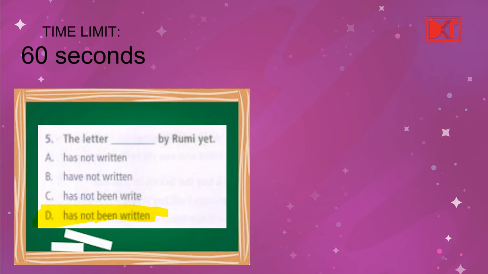You see, has not been written by Rumi. Yahan pe has not been is the correct past participle. A, the past participle is incorrect. B, yahan pe have used hua hai, which is not used in the case of a singular third person, which is letter. Right. C, has not been right. Now this is also incorrect.